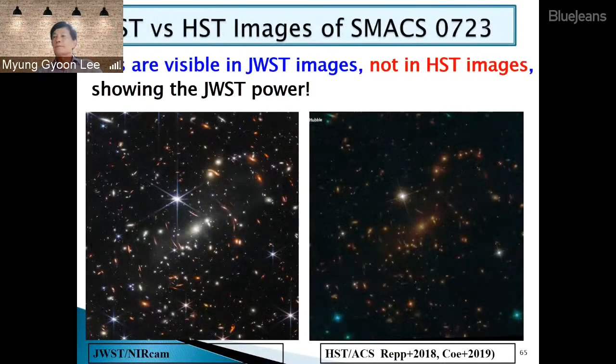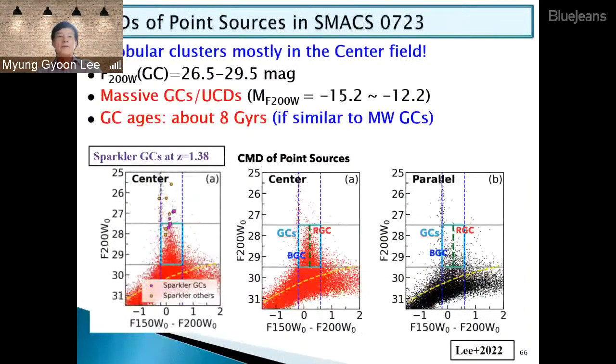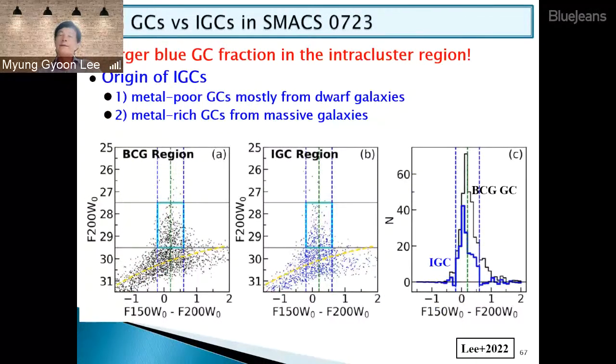But from this, you can derive the photometry of point sources, and then you can select globular clusters. And finding from the comparison between the bright galaxy region and the intracluster region, the fraction of blue globular clusters is larger in the intracluster region than in the region of a bright galaxy, showing that globular clusters in the intracluster region are mainly composed of metal poor globular clusters.